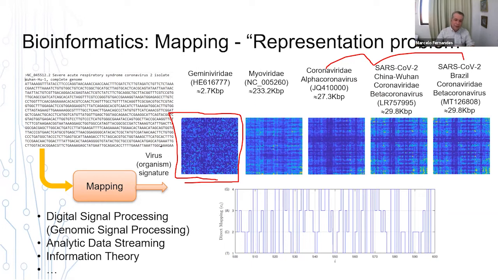You can transform the DNA sequence into a signal sequence too. People call it genomic signal processing. It's a new one. And you can use an analytic data stream and information theory to make the mapping. It's important to understand that mapping is an important step in using deep learning.